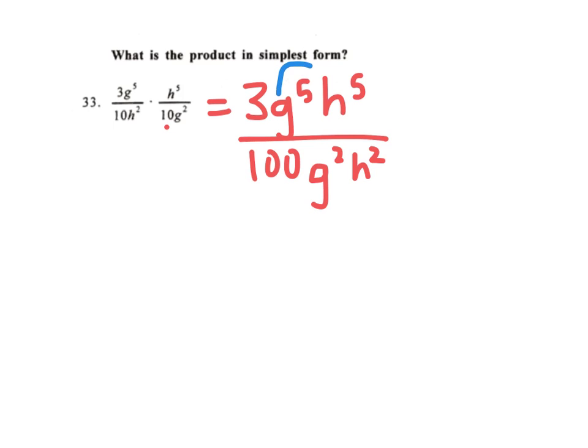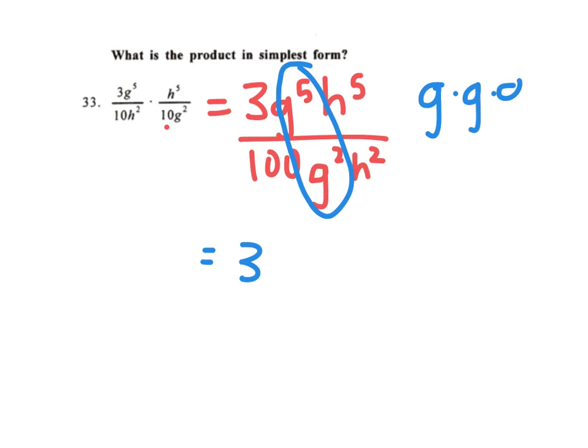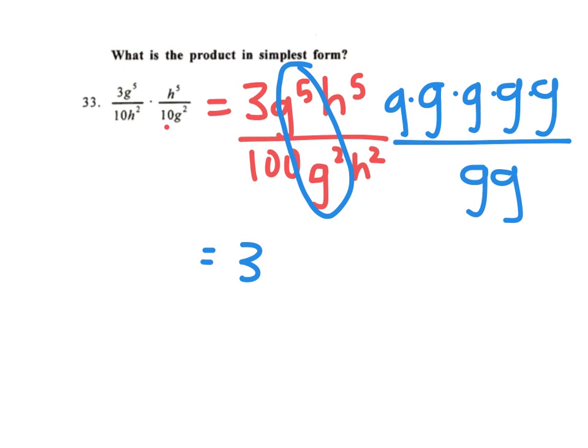Remember, if you have your variables that match on the top and the bottom, you can subtract those exponents to figure out where you have them. So if I have a bigger number on top, I'm going to have those variables left on top. So I still have 3 on top. We have 5 g's on the top and 2 on the bottom. So it's kind of like you have g times g times g times g times g, and then on the bottom you have 2 g's. You could cancel this one and that one and that one and this one, and you'd be left with 3 on the top. So on top I have g cubed, 3 g's.